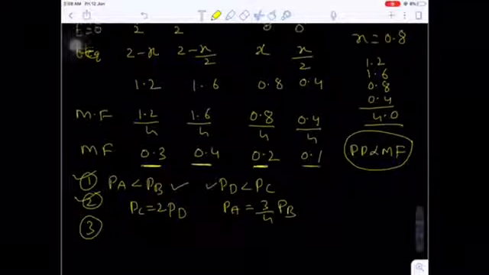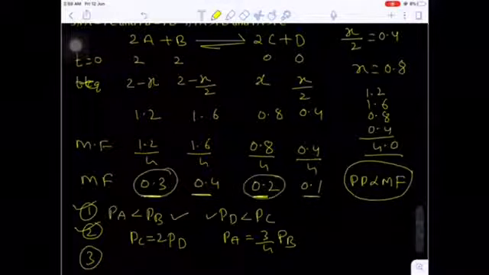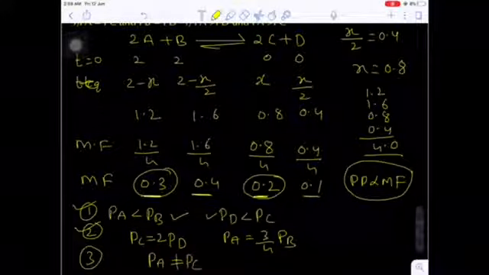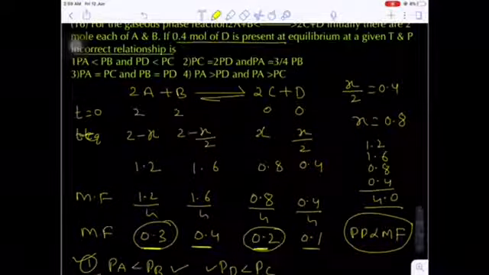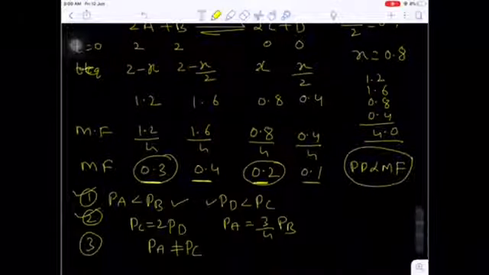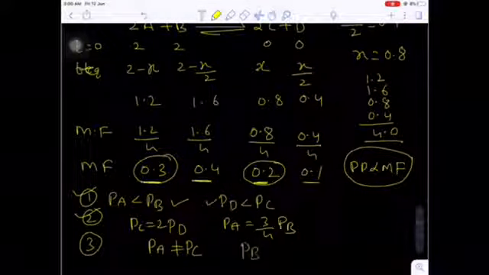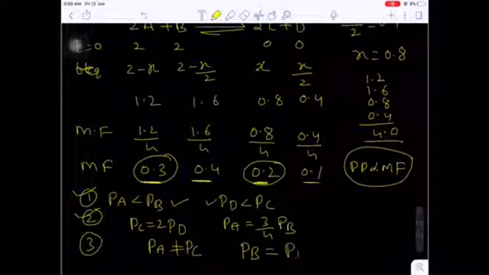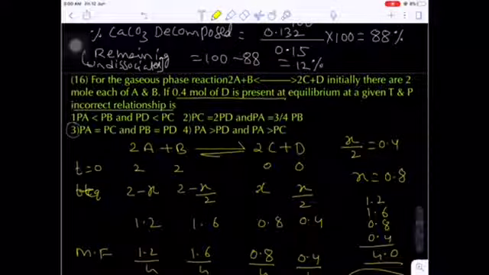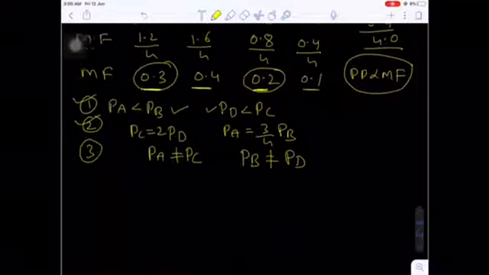Next, the third option: partial pressure of A equal to C. Partial pressure of A and partial pressure of C should not be equal. But in the question they are saying partial pressure of A equals partial pressure of C, and also partial pressure of B and D. Partial pressure of B and partial pressure of D are also not equal. So the incorrect statement here is option number 3.